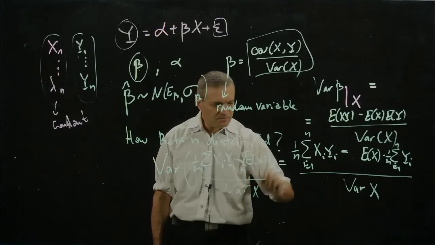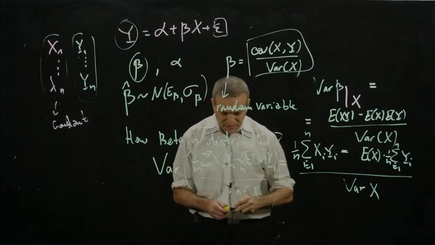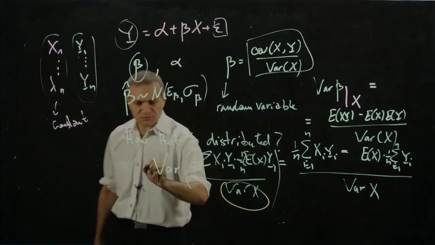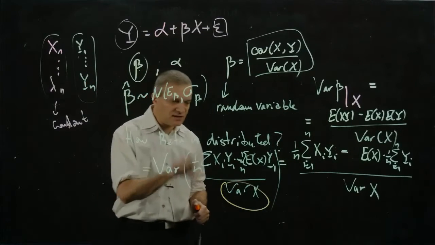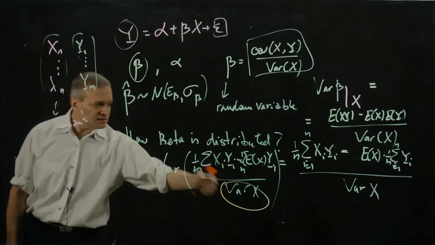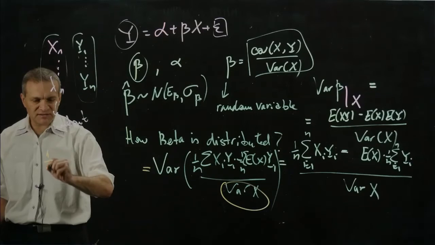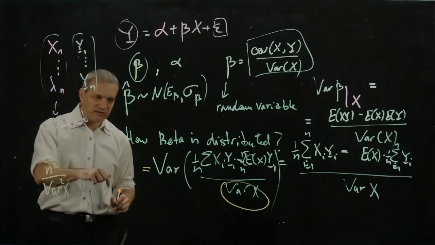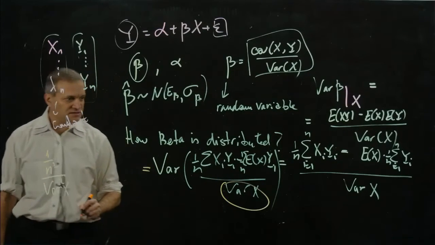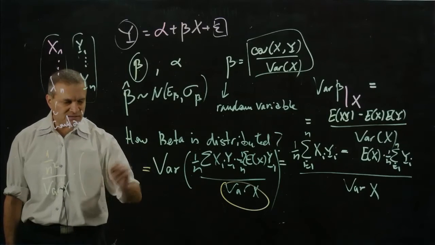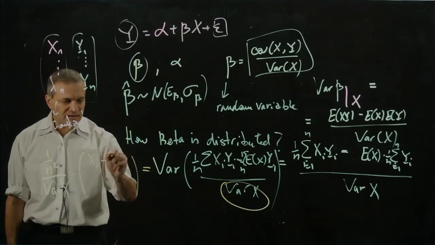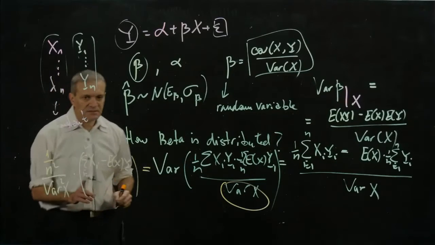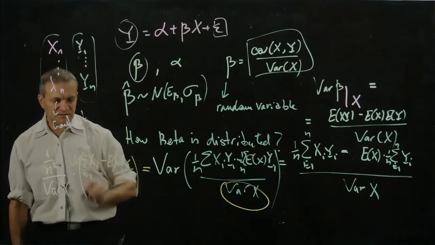Because you assume that x is constant, this is going to be a constant, so you can take it outside. You can take the 1 over n outside as well. These are going to go with a square, so you're going to get 1 over n squared divided by the variance of x squared, times, inside, the sum of xi minus the expected value of x, times yi, i goes from 1 to n. And then you need to put a variance here, the variance of this.